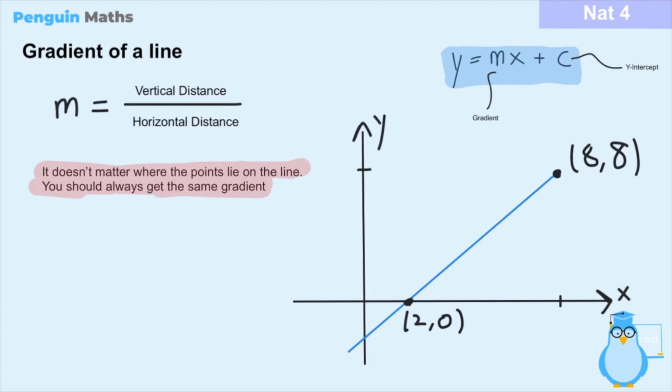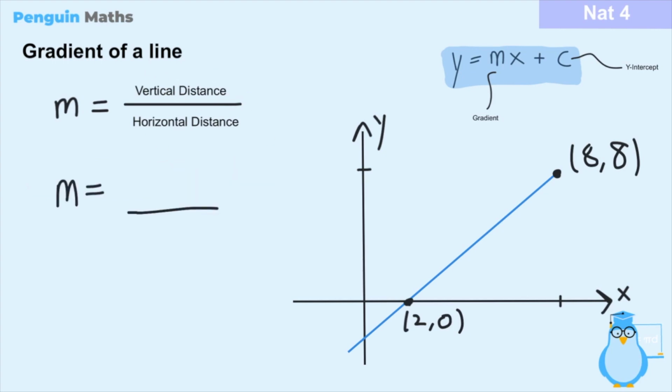So that would mean that, say we had a point here as well on the line, or maybe one up here as well, regardless of which 2 points we use to calculate the vertical distance and the horizontal distance between, we should always get the same gradient, because that's the thing about straight lines. There's no curves or bends, the line just follows a straight path, and that would mean that the entire length of the line has the same gradient. So it doesn't matter which 2 points we choose, as long as we do it correctly of course, and then we can calculate the vertical distance and the horizontal distance between them.